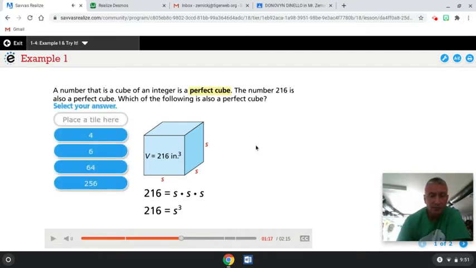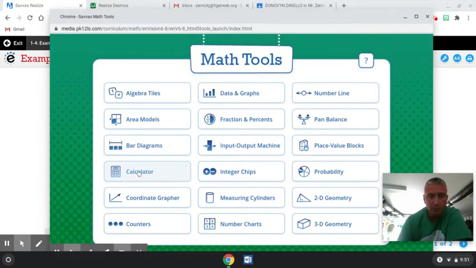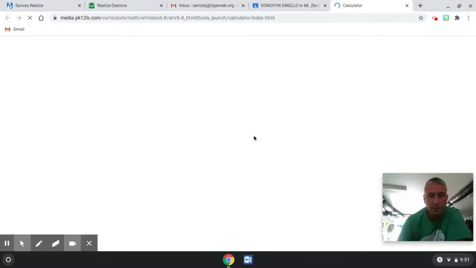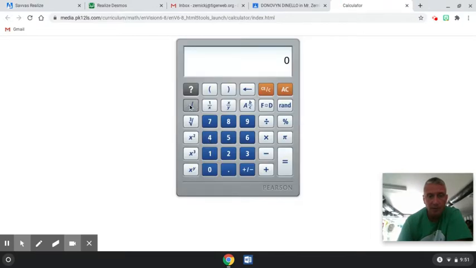So guys, select your answer. In order to figure out which one of these is a perfect cube, I'm going to show you how to use the calculator. If you click on your math tools and go to your calculator, you'll be able to see that we have the square root symbol, which is located right here, and we also have the cube root symbol. So here's your square root symbol right here. Here's your cube root symbol right there.